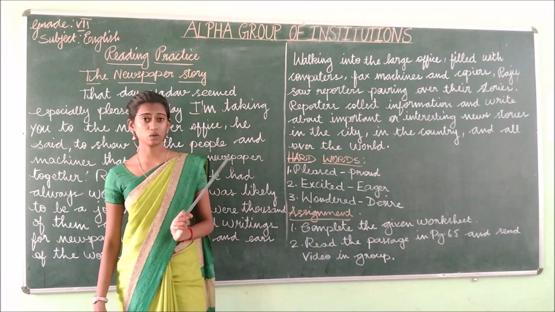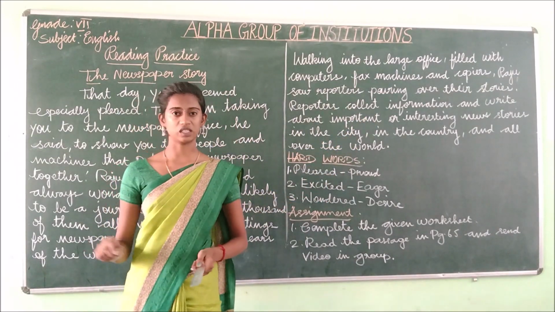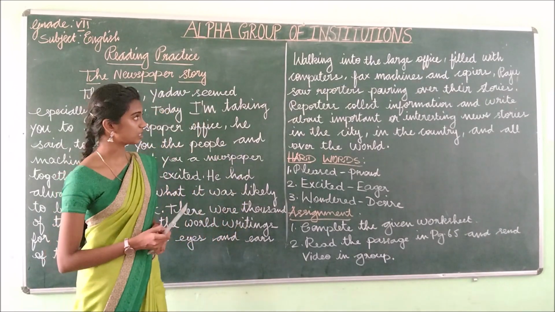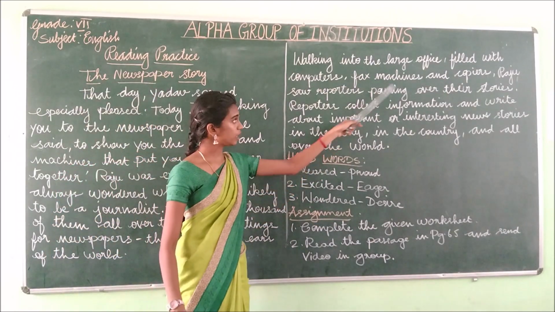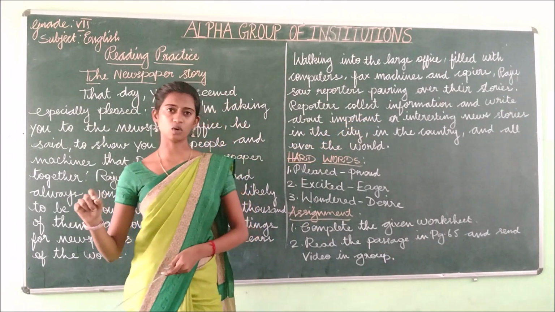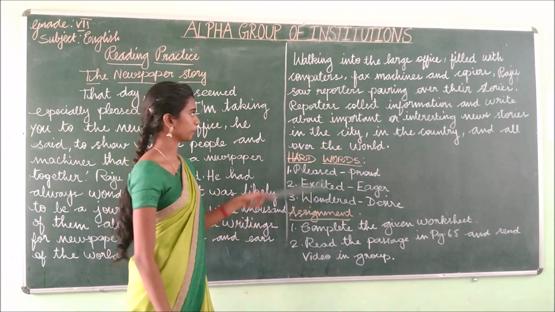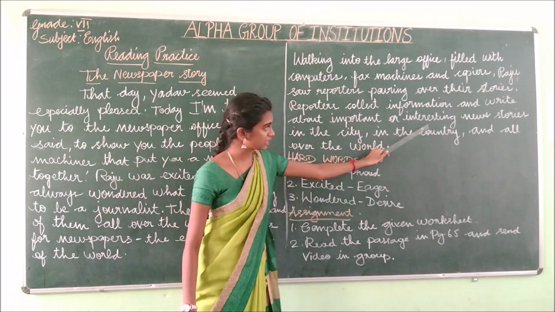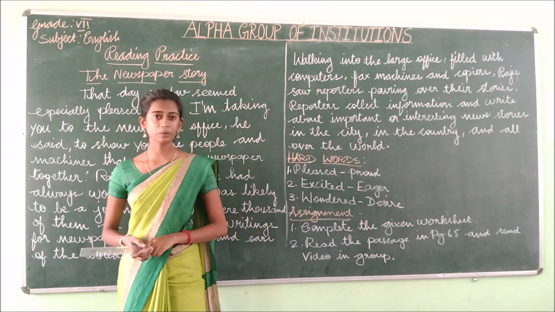What else does he notice? He also notices the reporters. Reporters means ones who write the news. So he is noticing the reporters and what they are doing, poring over their stories. So they are writing the stories, they are writing some news. Reporters collect information and write about important or interesting news stories. So what do the reporters do?